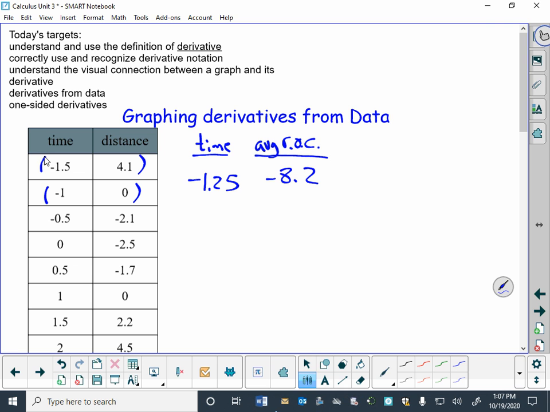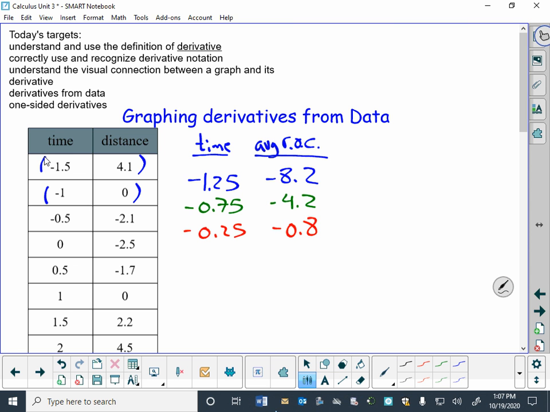And then if we just continue with that process, halfway between negative 1 and negative 0.5 is negative 0.75, and negative 2.1 minus 0 is negative 2.1, divided by a half is negative 4.2. And my next one, I'm kind of picking up a pattern because of the even spacing here. I got a negative 0.25 on that. Negative 2.5 minus negative 2.1 would be a negative 0.4, divided by a half is a negative 0.8.